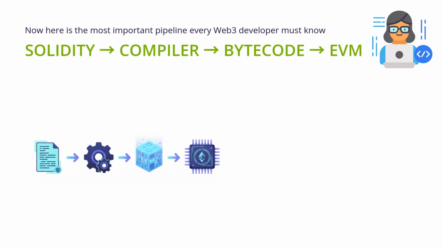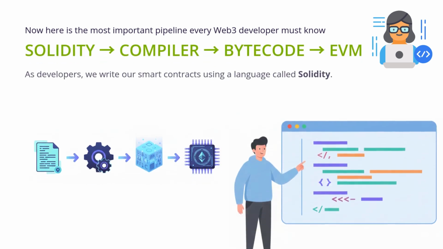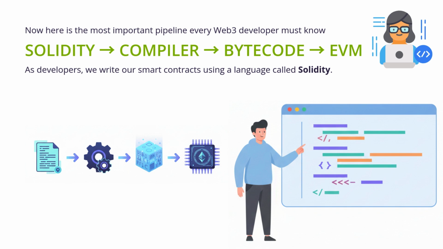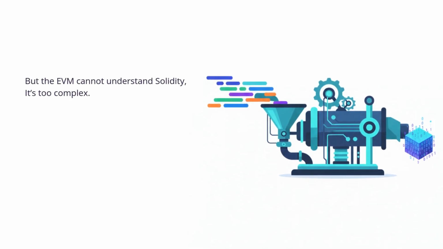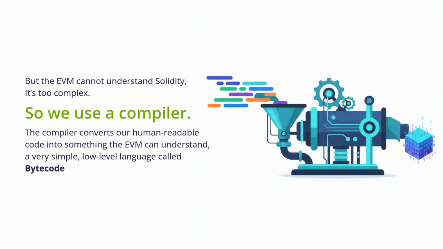Solidity, compiler, bytecode, EVM. As developers, we write our smart contracts using a language called Solidity. It is human readable and looks a bit like JavaScript or C++. But the EVM cannot understand Solidity. It's too complex. So we use a compiler. The compiler converts our human readable code into something the EVM can understand.